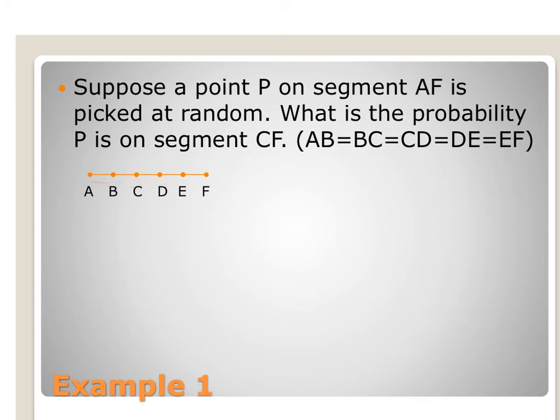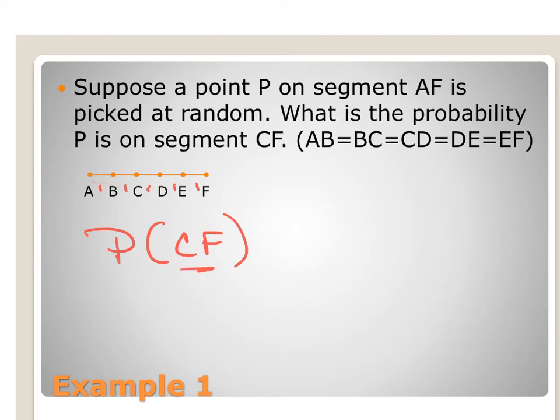So let's just say that between each one is 1. Okay, so from A to B, it's got 1, B to C is 1, C to D is 1, D to E is 1, E to F is 1. I could have said it had a length of 2. Whatever number I wanted to put on there, just know that the distance between each of those points was the same. So now it's asking me to figure out if point P is on CF.